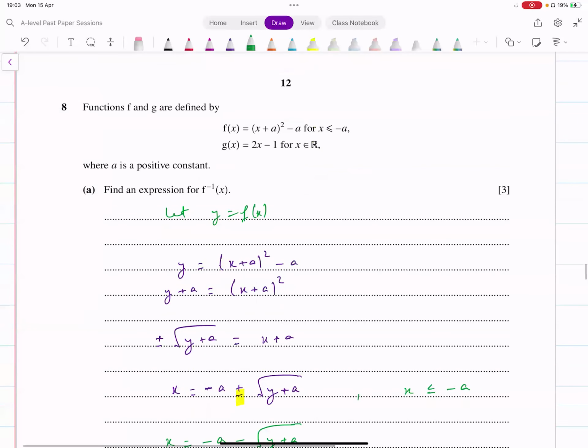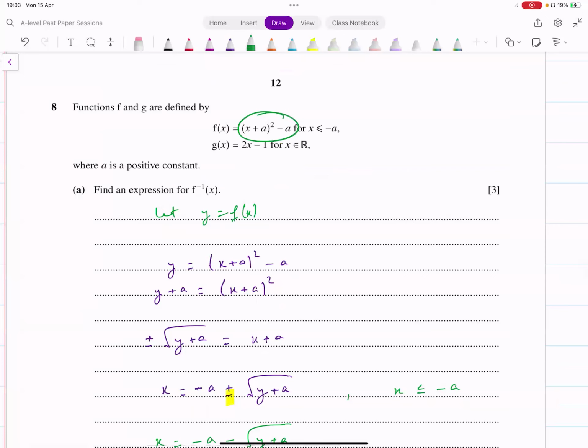Let's think about that. It's a quadratic function. For quadratic functions, you always have to think using the graph of the function. What's the graph of this function going to look like? It's a U-shaped graph. The coefficient of x squared is positive, so the graph is going to be U-shaped. It's going to look like this.